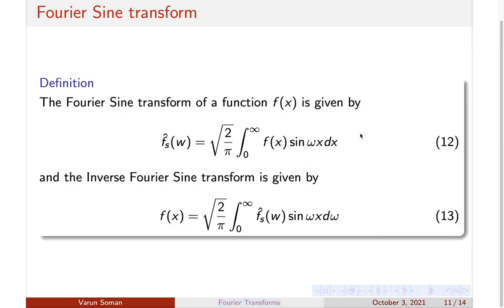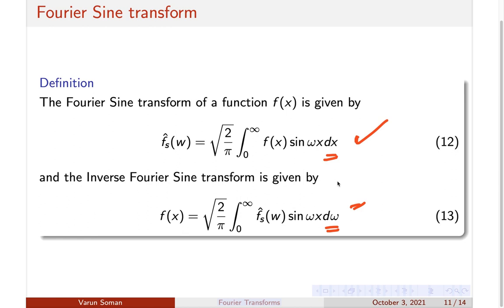So we can see root 2 by pi f of x and sine omega x, and for the inverse one it will be Fs omega sine omega x d omega. Remember, the first integral is with respect to x, so you will get a function in terms of omega. The second integral is with respect to omega, hence your function will be a function of x. So remember these two things here.